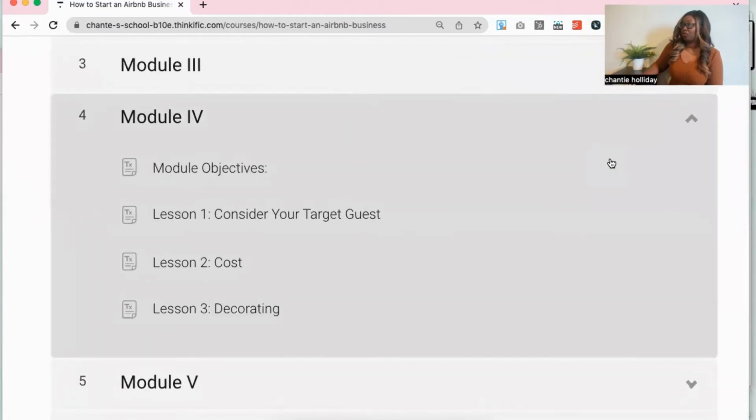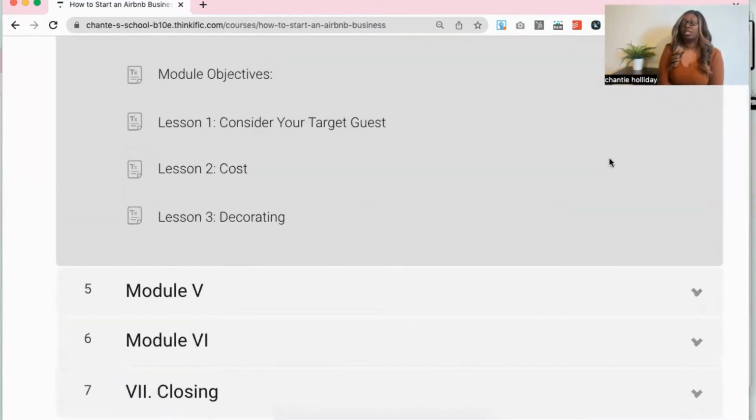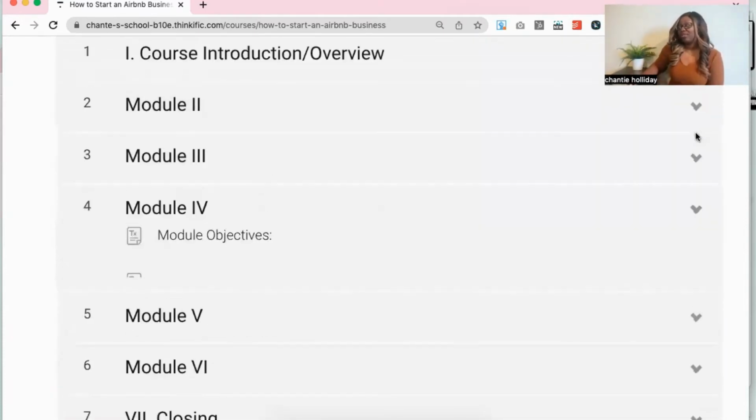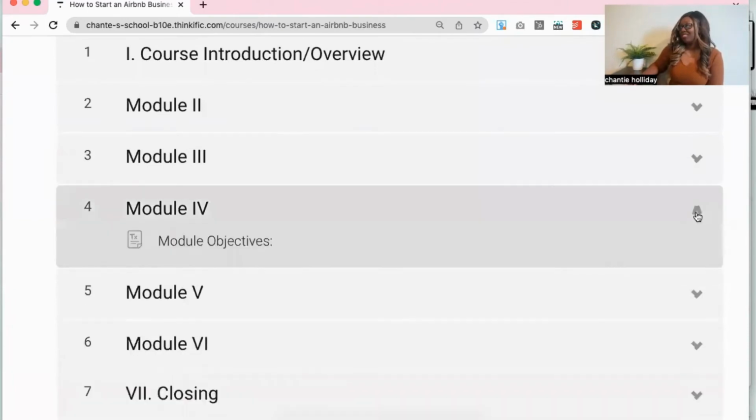Let's look at Module 4. Module 4 covers the module objectives. Lesson 1 shows how to consider your target audience. Lesson 2 covers the cost. Lesson 3 goes over decorating, which is one of my favorite ones.